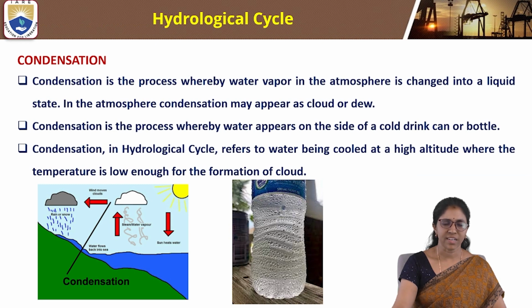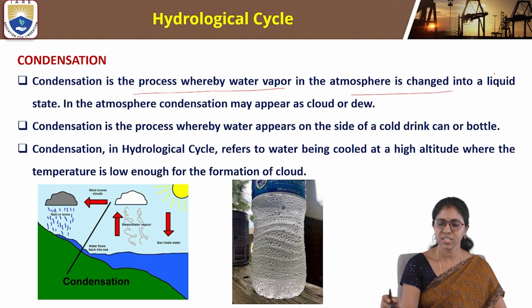The next one is condensation. Condensation is the process whereby water vapor in the atmosphere is changed into liquid. So in the condensation process, the water vapor converts into liquid.